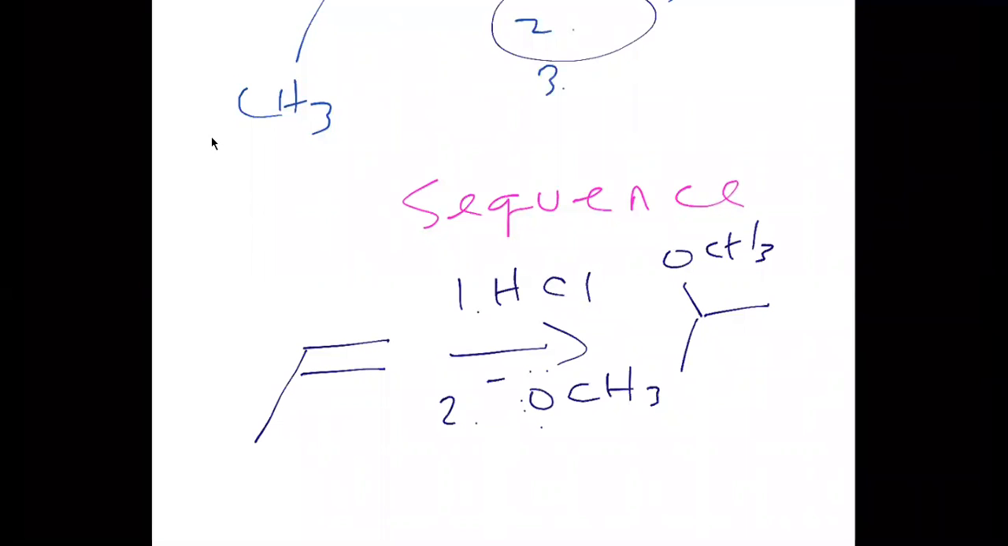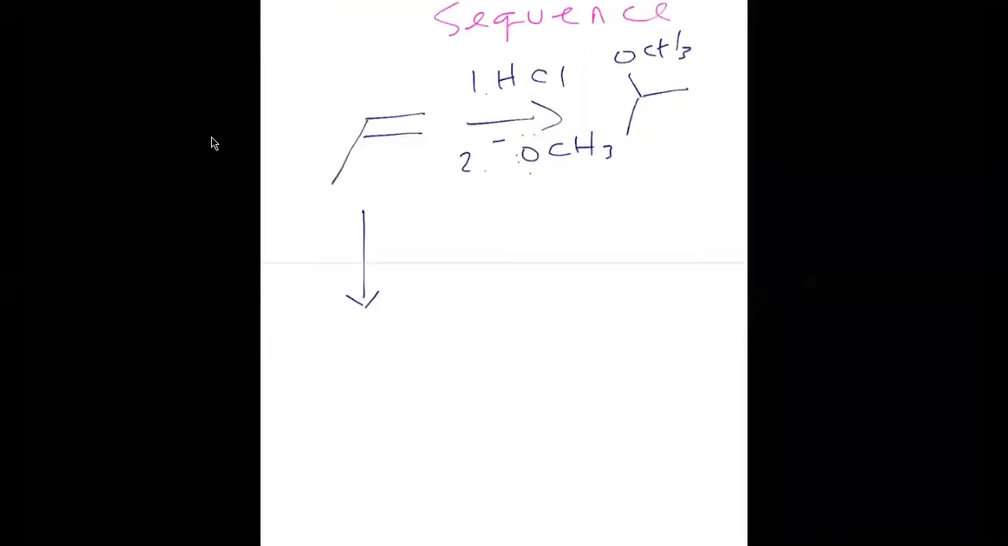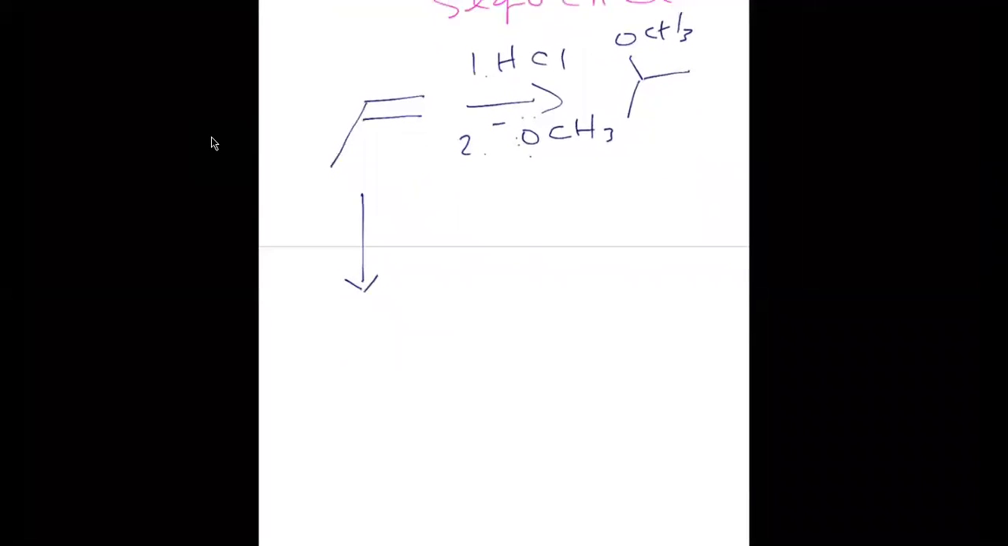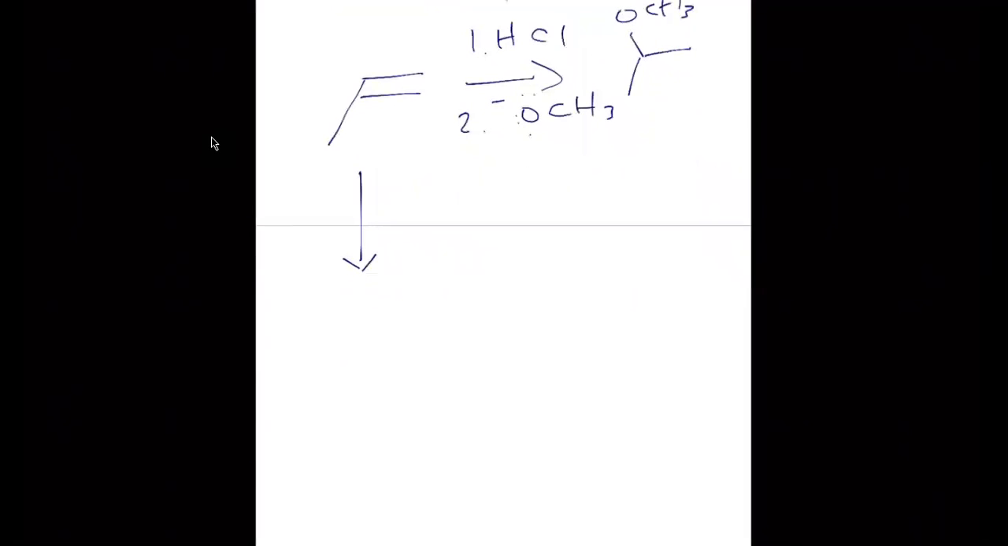But let's look at what happens. So on the first step, we're not worried about the mechanism or anything like that, because we're going to talk about this reaction in great detail. So with the addition of HCl, that's going to add H and Cl across that double bond. So the H is going to add to one side, the Cl is going to add to the other side. So that first reaction is going to give me this as a product.